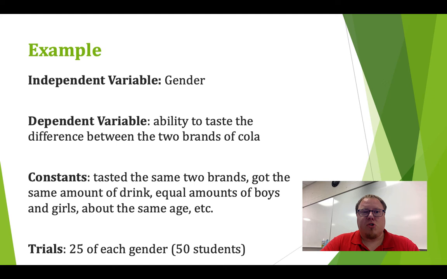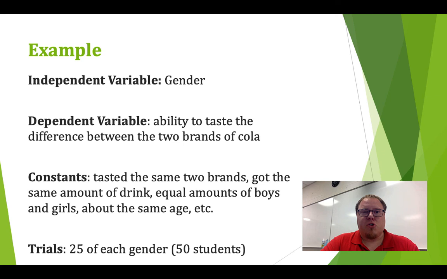Okay? Constants in this case are things I'm trying to control for to make sure they're not affecting it. Everybody tasted the same two brands, Pepsi or Coke. They all got the same amount of drink in the cups. They all got 2 unmarked cups. I had equal numbers of boys and girls, 50 total, so 25 and 25. And I tried to keep them about the same age since I picked students. I didn't have any of my teacher friends come in and be a part of this experiment. So I tried to make sure a couple of things were the same so I know it's just the boys and girls that's affecting it.